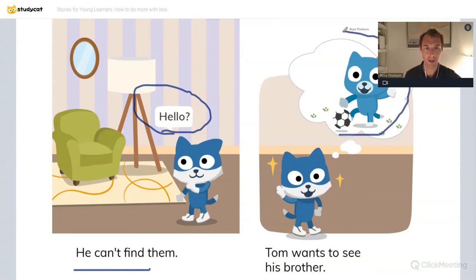And who's this up here? Tom's now thinking of his little brother. So Tom wants to see his little brother. I love the little stars here, like he's had a good idea. So Tom's going to go and find his little brother. Do you think he'll find his little brother? Do you think he'll find him?